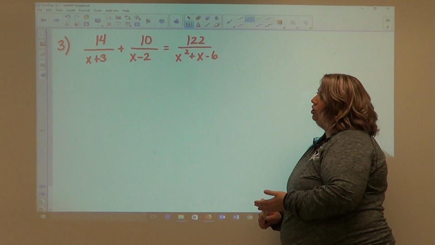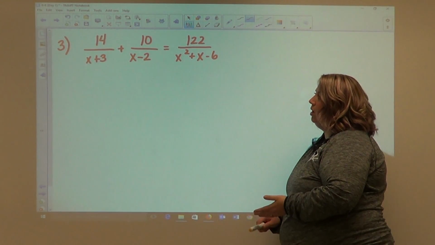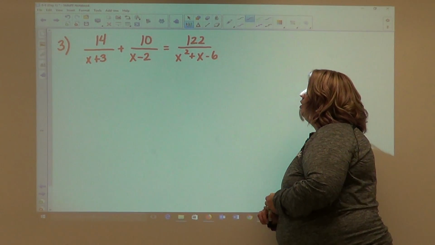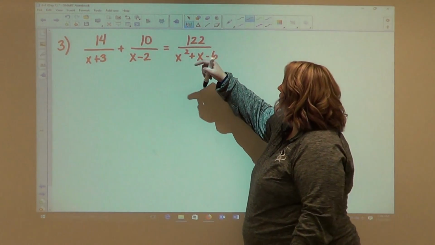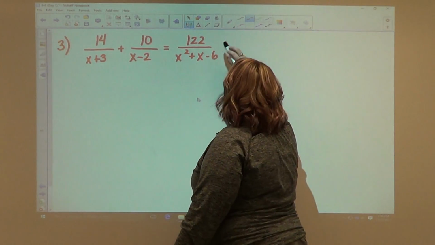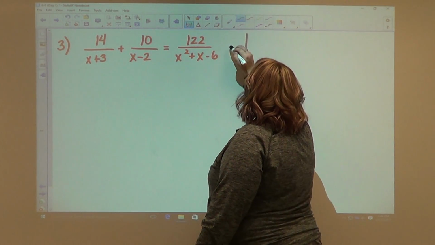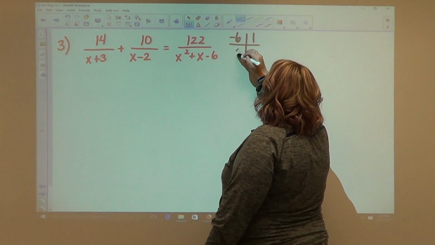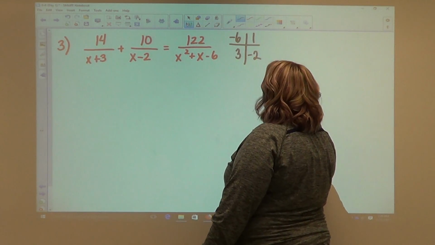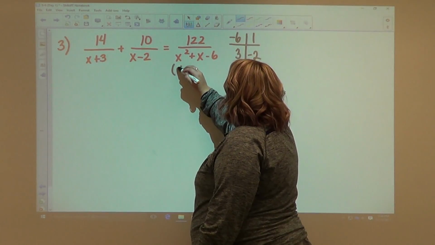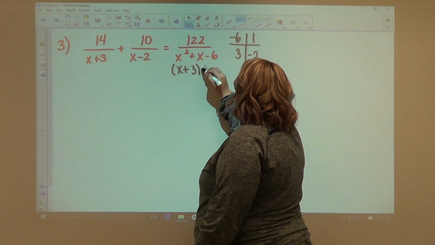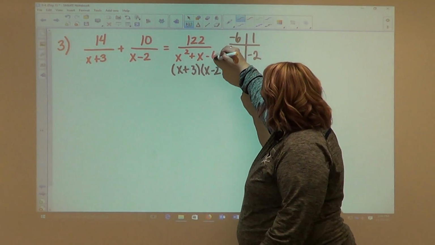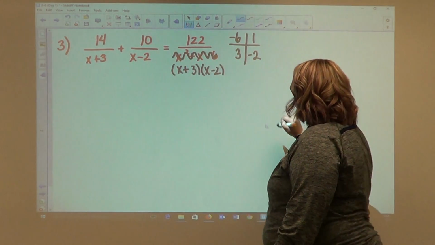So what you're going to do is look at all the denominators, and factor what needs factored. So the only one that can factor is this right-hand side, because x plus 3 and x minus 2 are already factored. Multiply to get negative 6, add to get 1, would be 3 and negative 2. So this factors into x plus 3, x minus 2. So this is going to replace that.